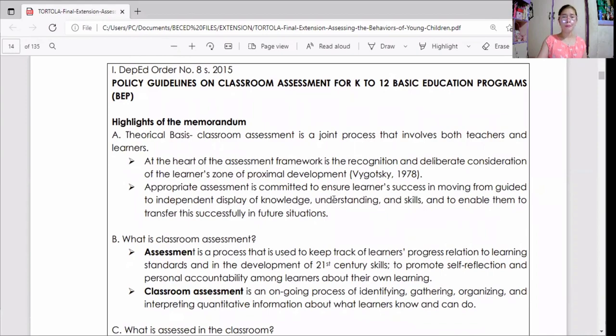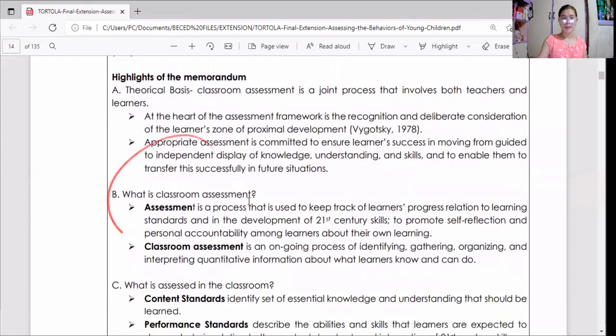So this is the appropriate assessment. It is not that we will conduct assessment so that we will know who will fail. No. We will conduct assessment for us to help our young learners to improve, so that we will know what are the things that we should do to help the child. That's the purpose of assessment. It is not that the purpose is to make them fail. Right? Okay, now, what is classroom assessment?